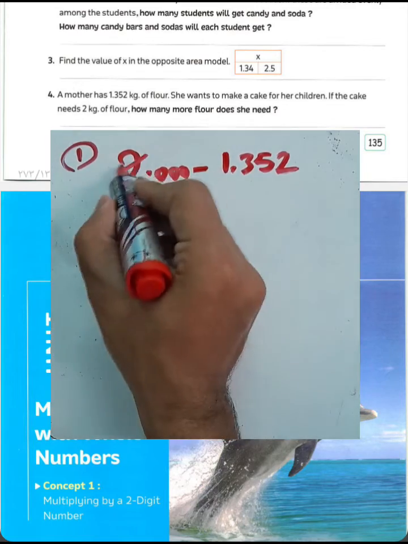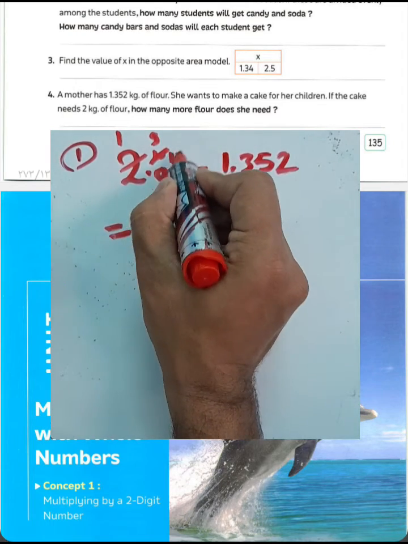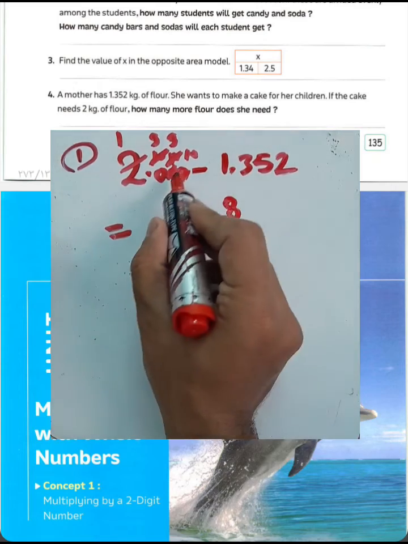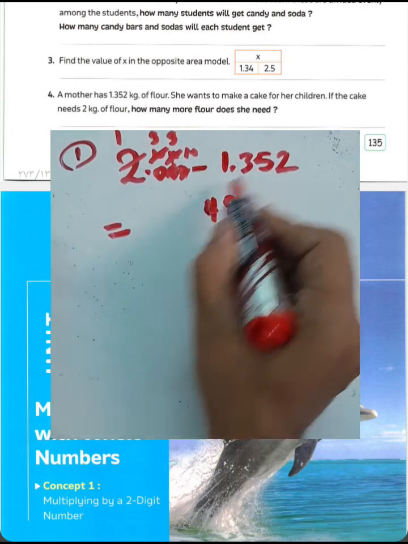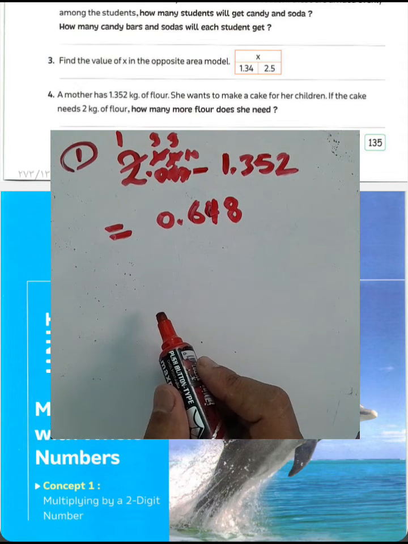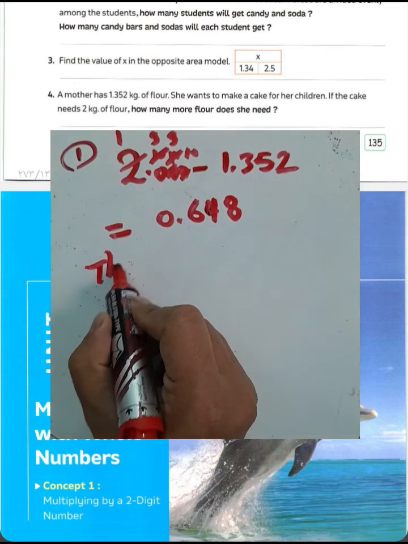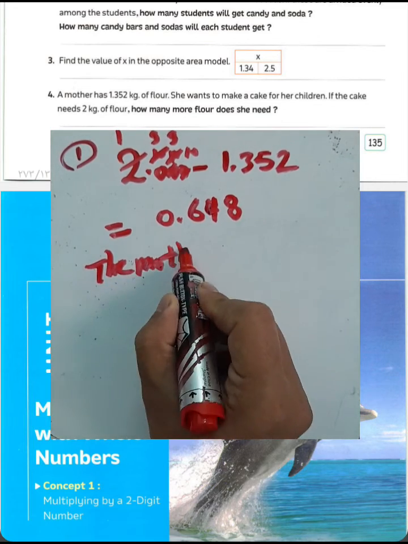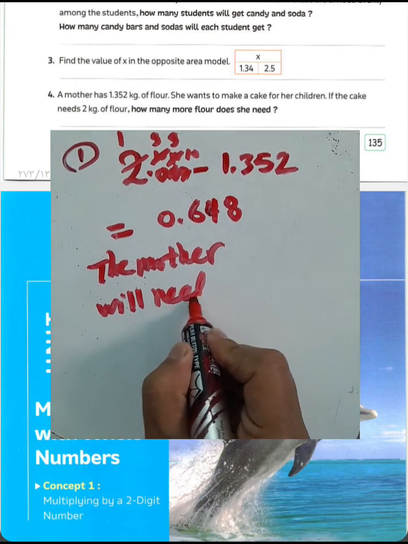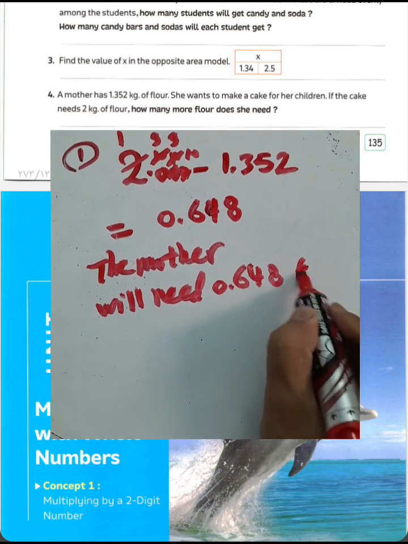0 minus 2, we can't do it. Borrow 1, it will be 10. Borrow 1, it will be 9. Borrow 1 here, 10. Borrow 1, it will be 9. And 0 will be 10. 10 minus 2 equals 8. And 9 minus 5 equals 4. 9 minus 3 equals 6. 1 minus 1 equals 0. Okay. So the mother will need 0.648 kilograms.